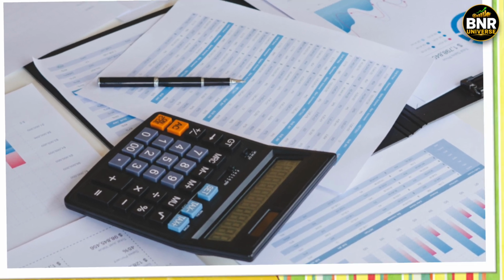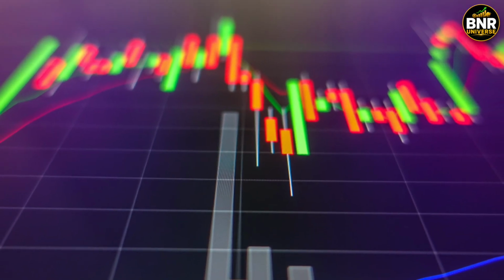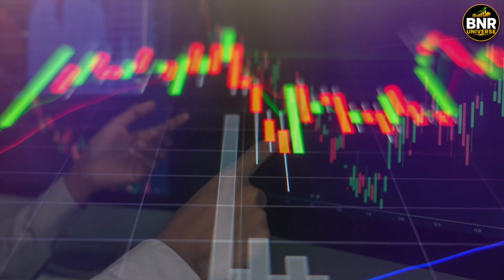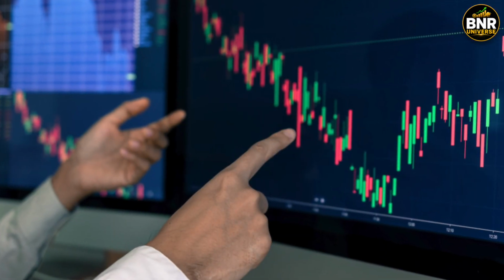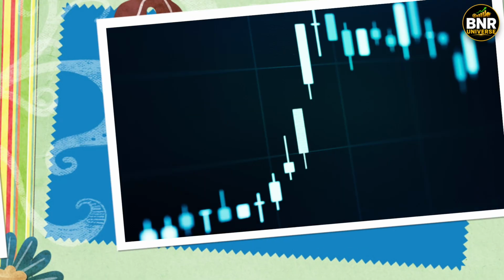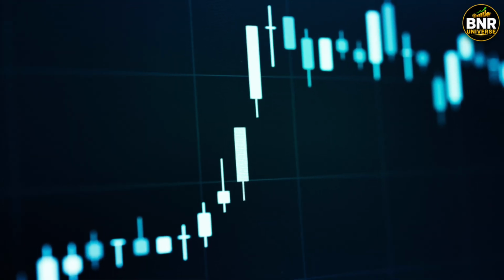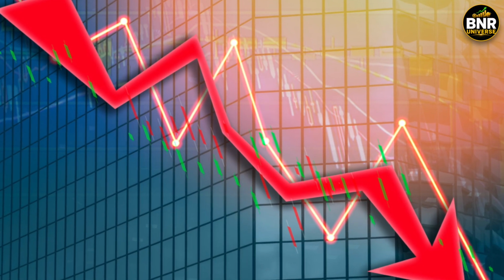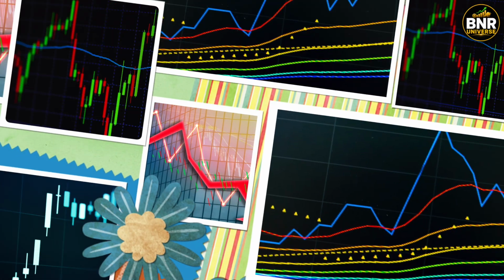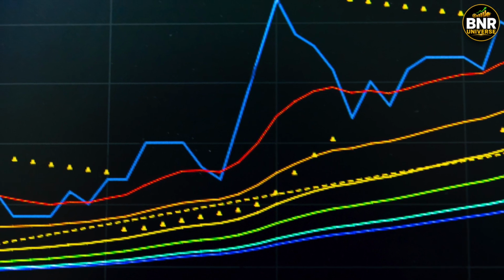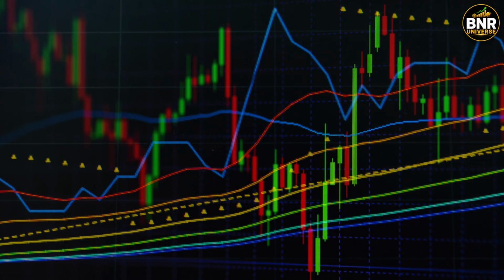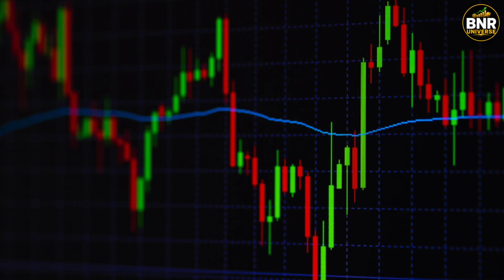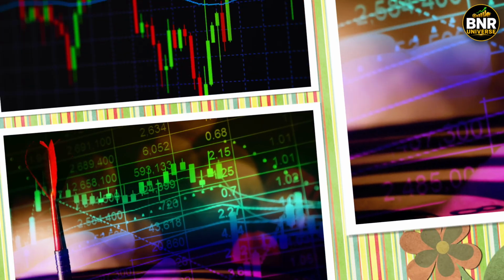Understanding candlesticks. Candlesticks are the language of price action. Each candle tells 4 important pieces of information: open price, high price, low price, closing price. The body represents the battle between buyers and sellers. The wick shows where price tried to move but failed. Long bullish candles suggest strong buying pressure. Long bearish candles indicate strong selling pressure. Small candles often represent uncertainty.